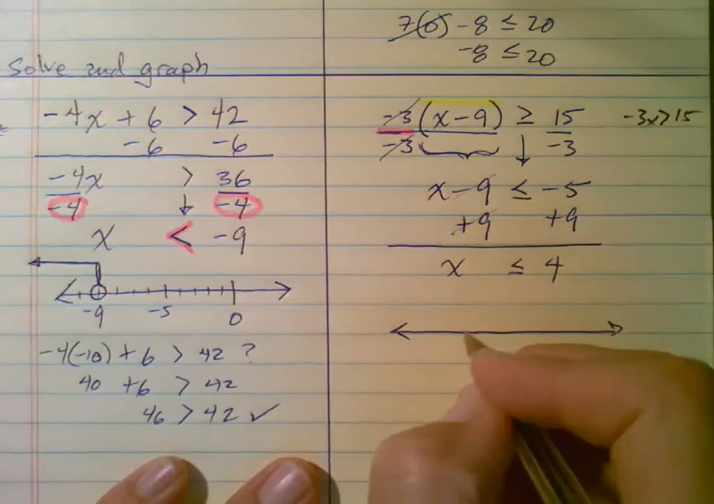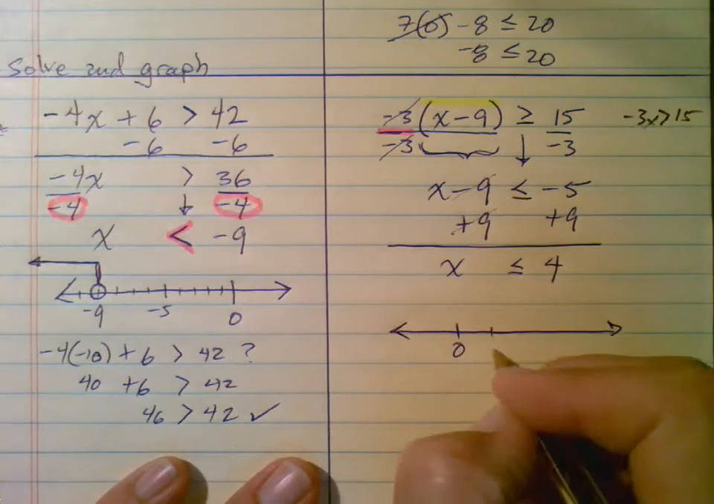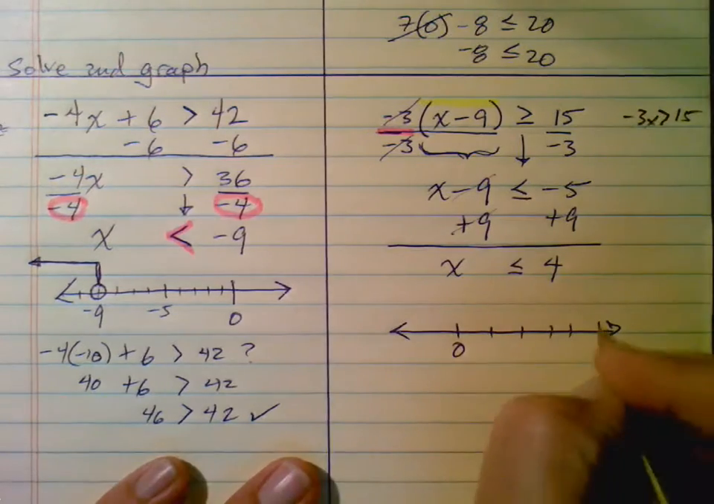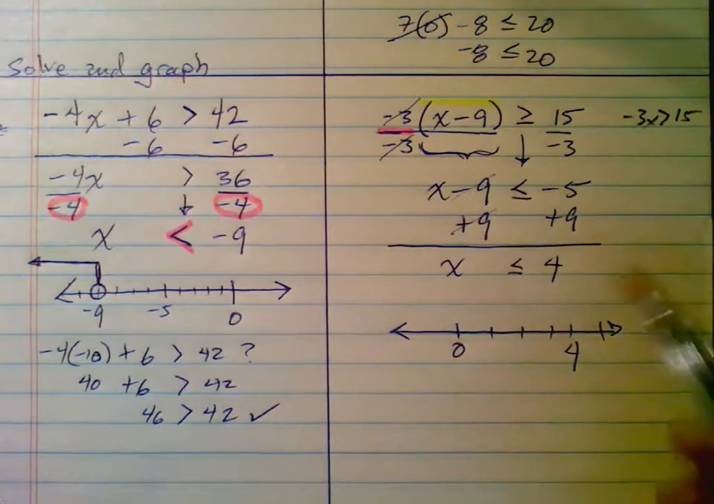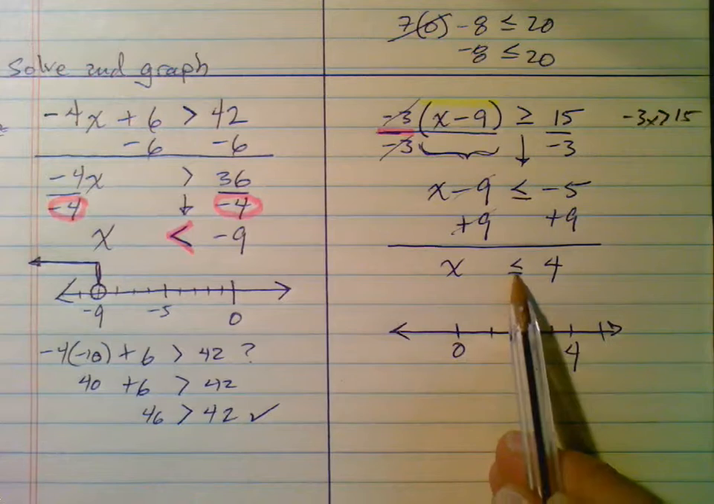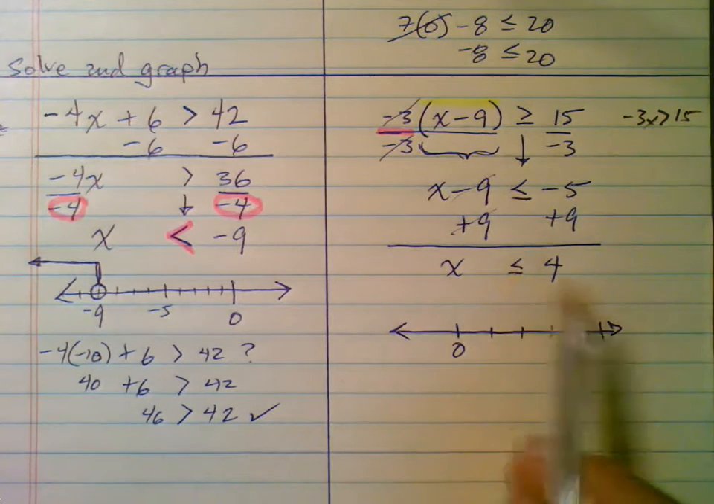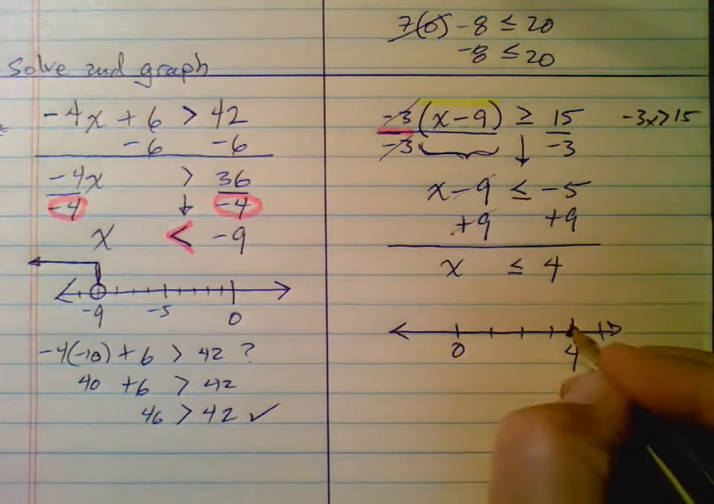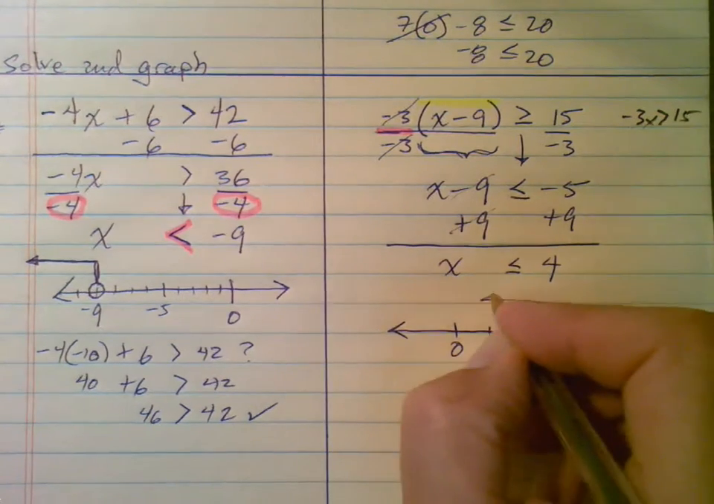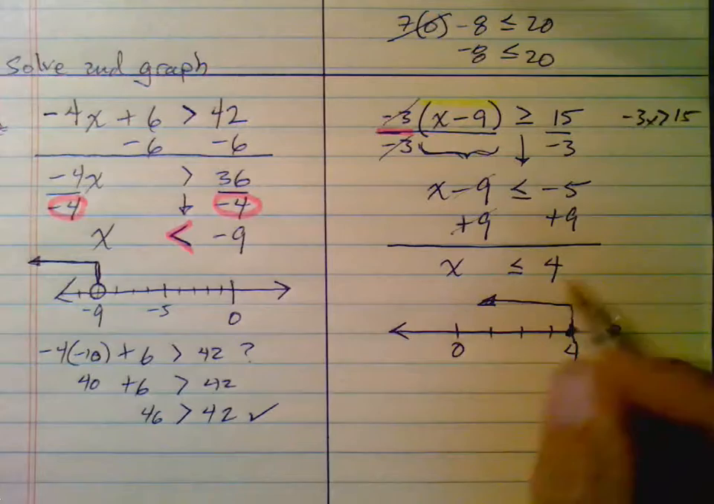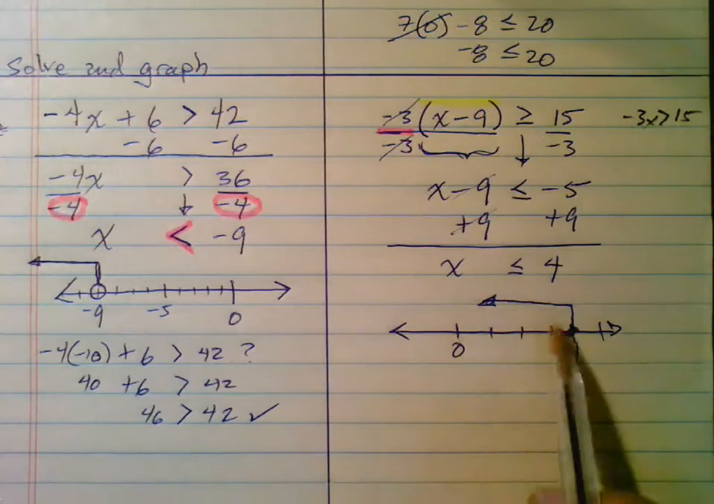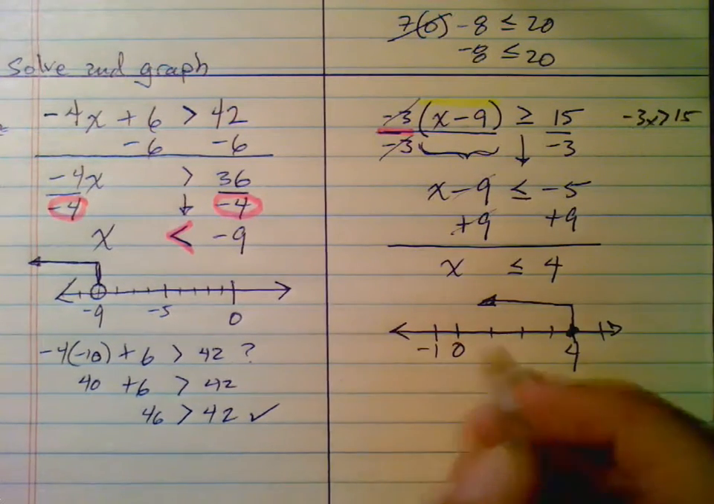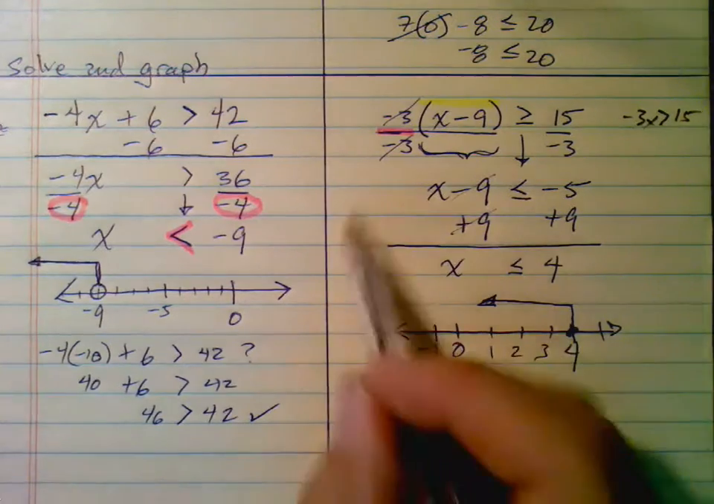So here's 0, 1, 2, 3, 4, 5. So here's 4. What I'm saying, if this is true, is that x can equal 4, because of the line there, less than or equal to, and it's everything less than 4. So what's less than 4? Well, all this over here, right? So all of this, everything over here in this part of the number line, if I put it in here, should make it true.